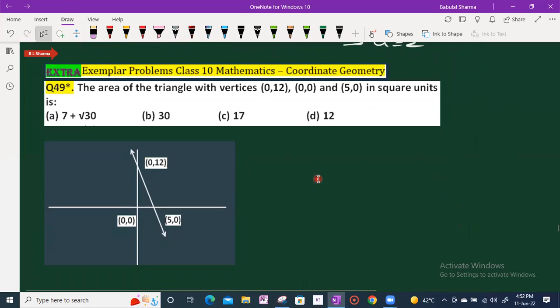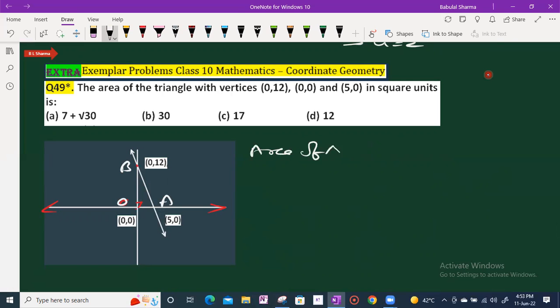Next question. The area of the triangle with the vertices (0, 12), (0, 0) and (5, 0) using the distance formula. Here we are not using the area formula, see using the distance formula. These two points are lying on the x-axis, this is the origin and this is the x-axis. So (0, 0) and (5, 0) are both lying on the x-axis. This angle is 90 degrees. This point (0, 12) is lying on the y-axis. So let this point be A, this point be O, and this point be B.